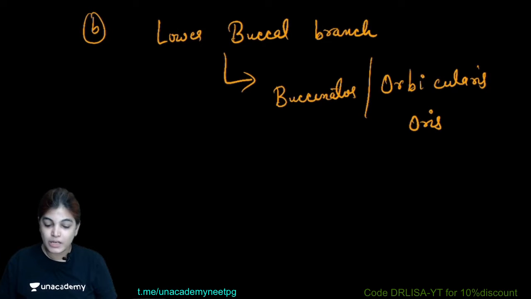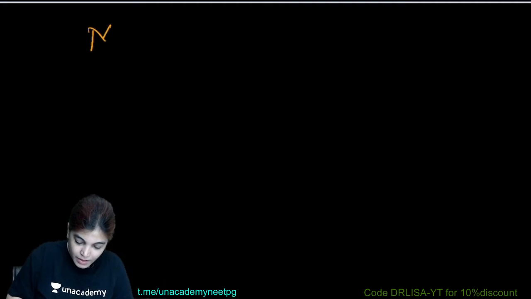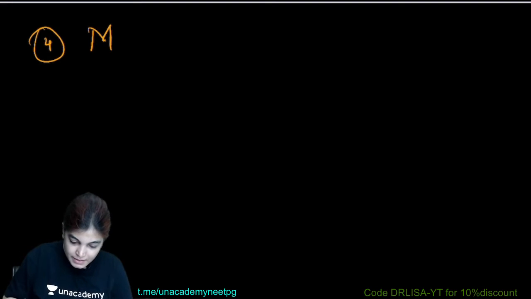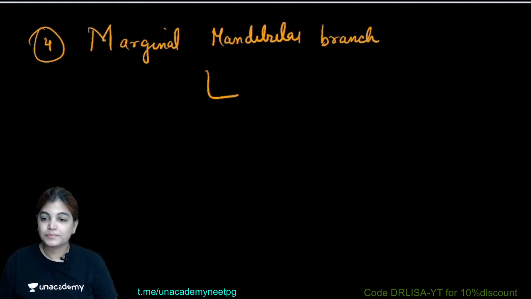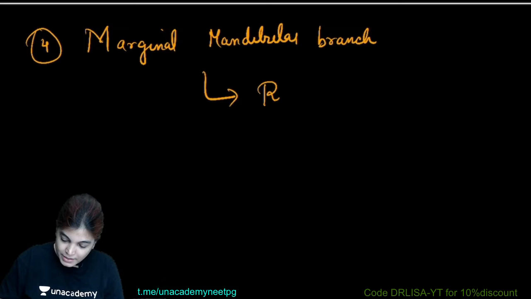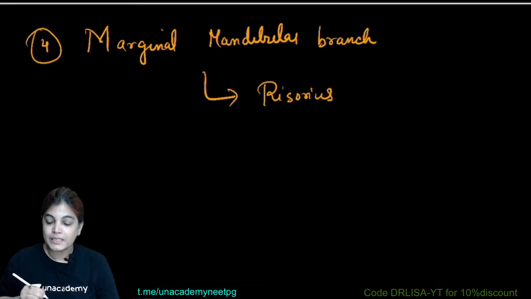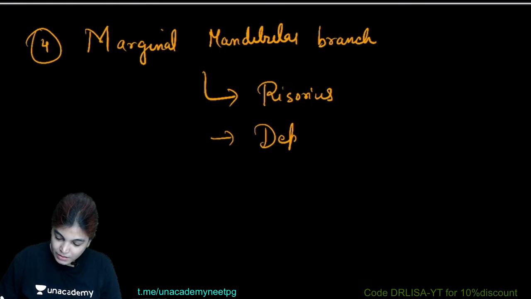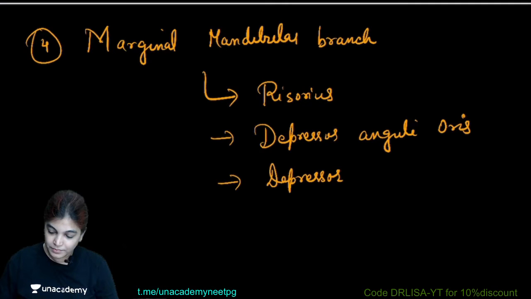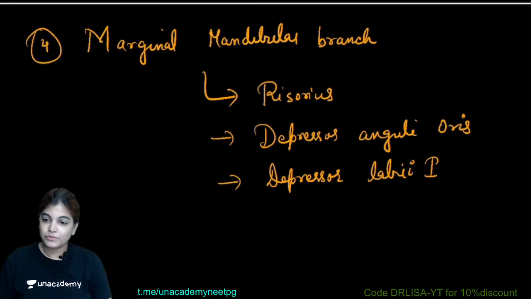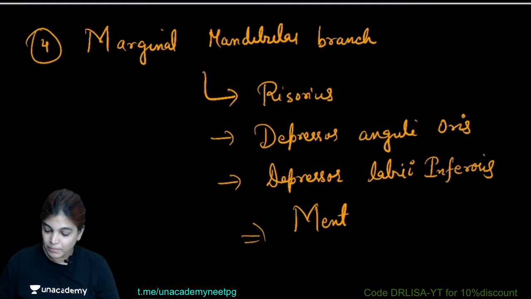Okay, now moving to the marginal mandibular. This is the fourth terminal branch, that is the marginal mandibular branch. This branch supplies the following muscles. So write down the list. The branch supplies risorius muscle, depressor anguli oris muscle, also depressor labii inferioris, and also gives a slip to mentalis muscle.